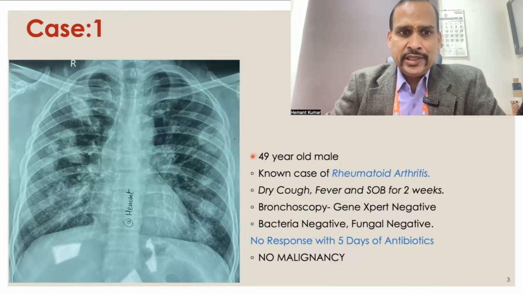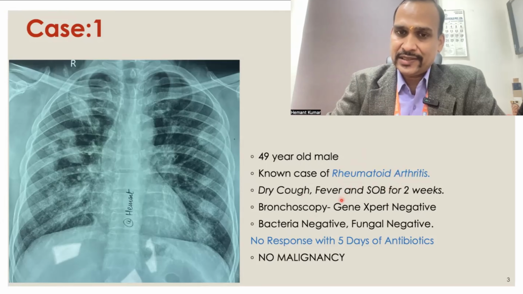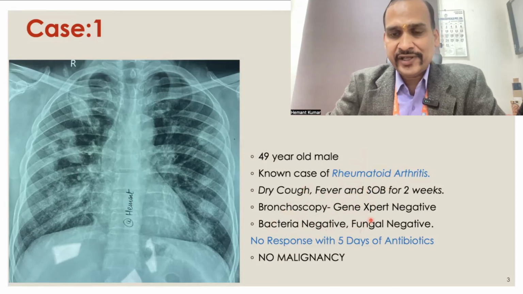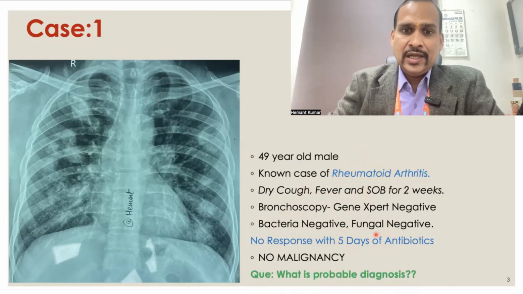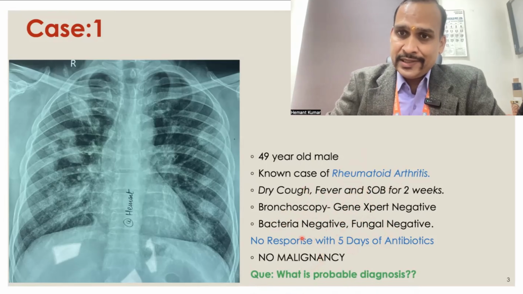So this is a 49-year-old male, known case of rheumatoid arthritis. Point to be noted, rheumatoid arthritis. He is having dry cough, fever and shortness of breath for 2 weeks. On bronchoscopy, we have ruled out tuberculosis. There is no bacterial infection, there is no fungal infection. In spite of no infection, we have given 5 days antibiotic, but there is no response. And there is no malignancy also.